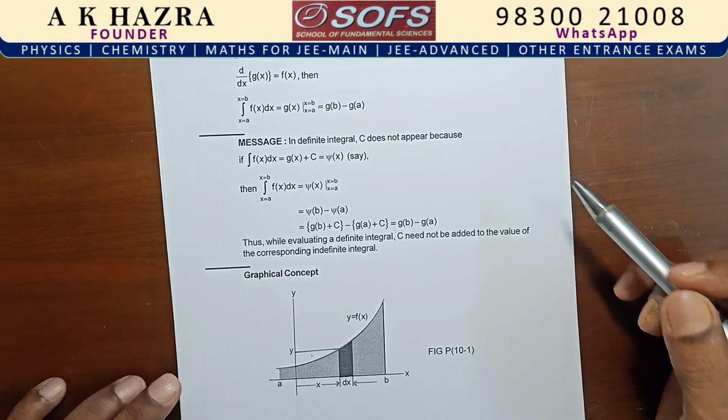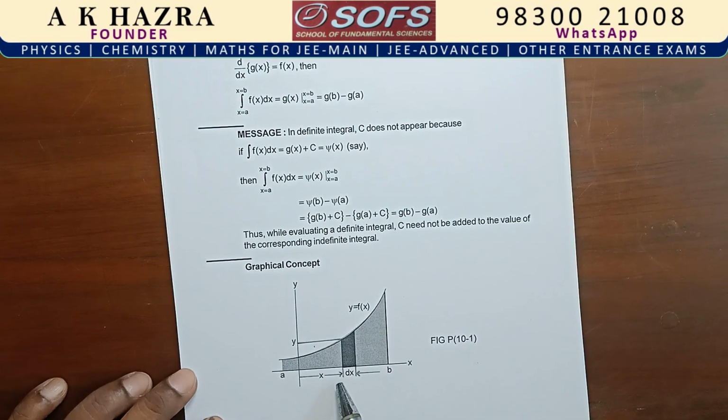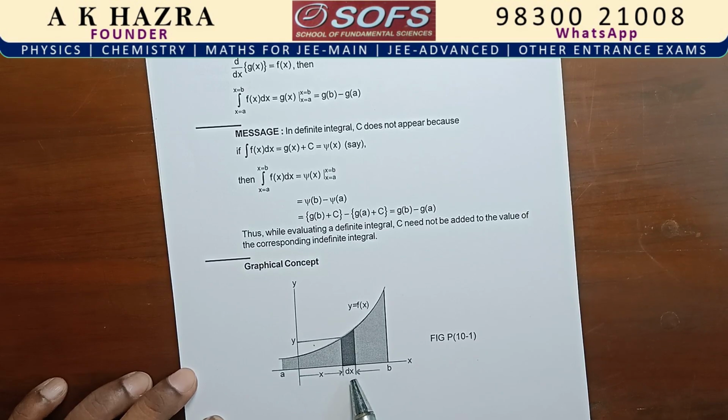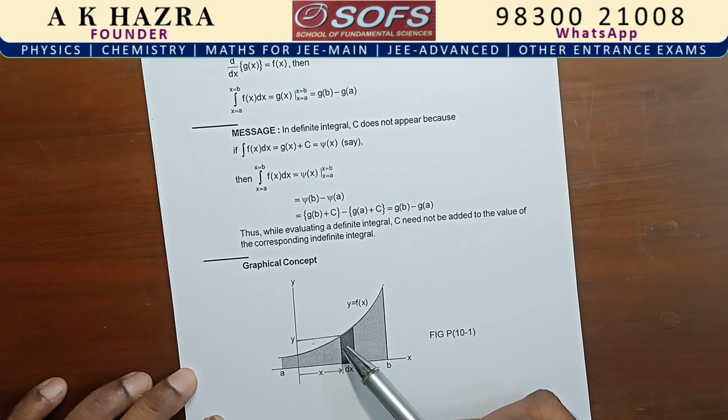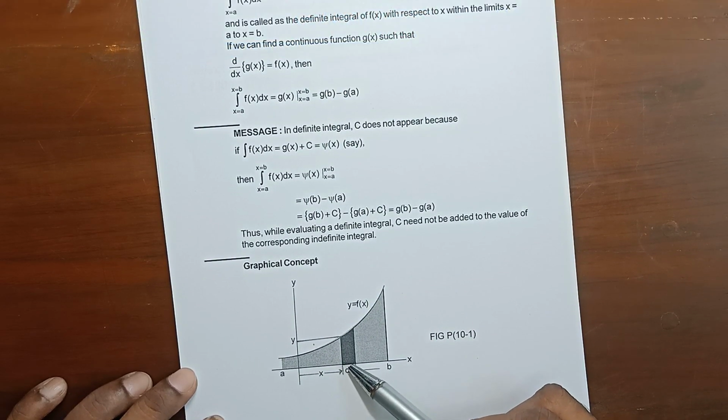Now graphical concept, you see, suppose it is the graph for y is equal to f(x). Now at a distance x, it is y, we can have a vertical line parallel to y axis, and for the length dx, so it will be what? y plus dy, because this is x plus dx, so it will be y plus dy. Now since dx is very very small, this curve part can be considered to be a straight line.